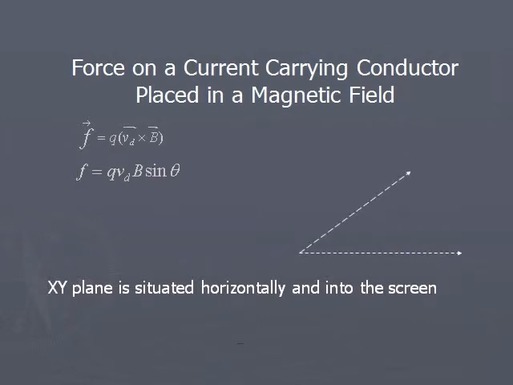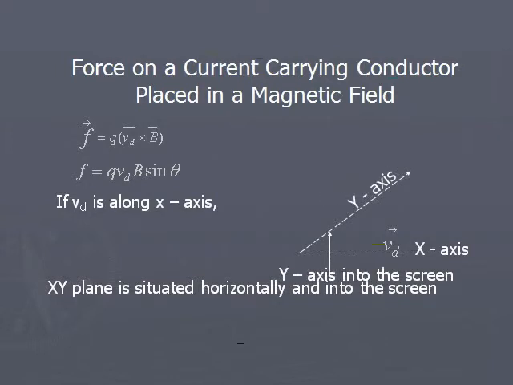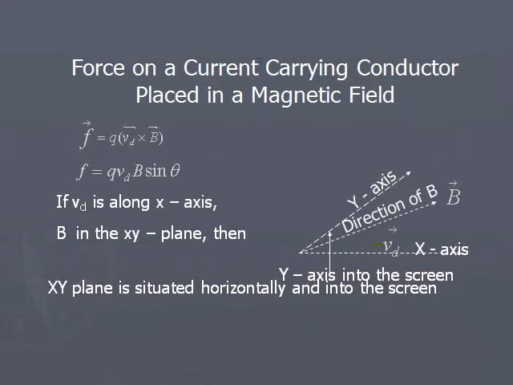Imagine a horizontal plane. The XY plane is in a horizontal plane perpendicular to the plane of the screen. The direction of the velocity is taken as the x-axis. Then the magnetic field induction B will be situated in this XY plane. So you have to imagine that the x-axis, y-axis and the direction of magnetic field induction lie in a horizontal plane, and the z-axis is perpendicular to this plane.